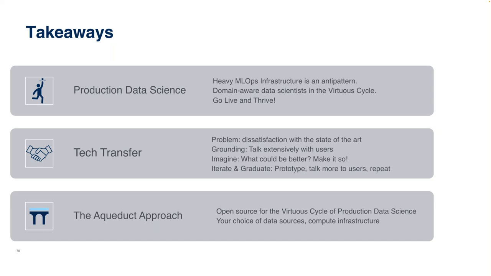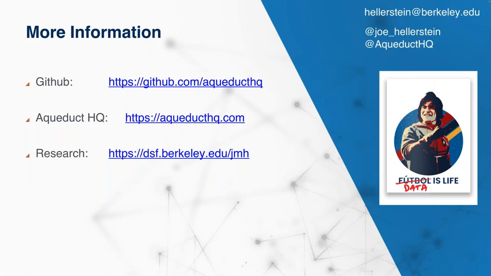Aqueduct is an instantiation of this tech transfer model to help with production data science, and I encourage you to have a look at it. For more information, it's open on GitHub, it's open source. The website for Aqueduct is aqueducthq.com, and it'll show you some simple examples.